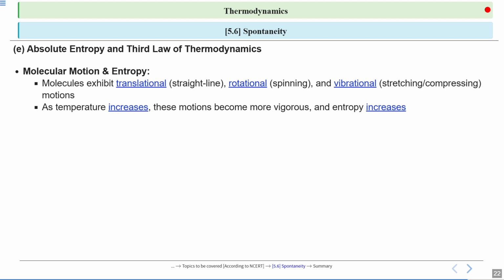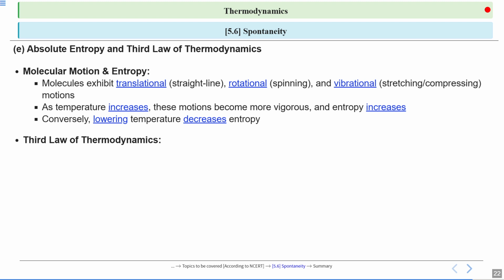Now the opposite can be seen for the same case. If you increase the temperature, this motion becomes more and more vigorous, and more vigorous means it is moving faster, or you can say the randomness is increasing, or you can say the entropy is increasing. So we can say that on lowering the temperature, the entropy decreases, and we know it for sure.